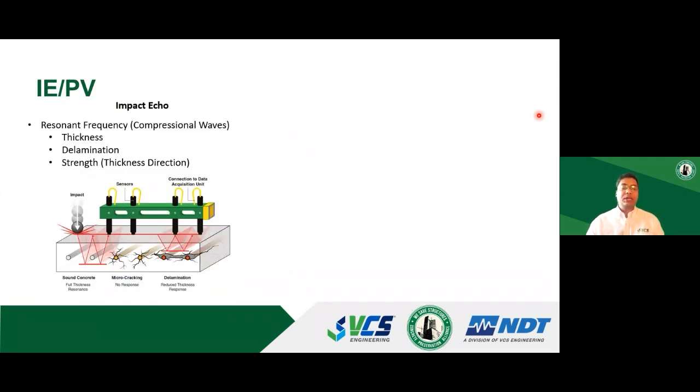As the name suggests, impact echo is waiting for the reflections to come back, measuring the reflections, and it can give you an idea about the thickness of the concrete elements, if there are any potential delaminations, and it can also give you an idea about the strength of the concrete in the thickness direction.